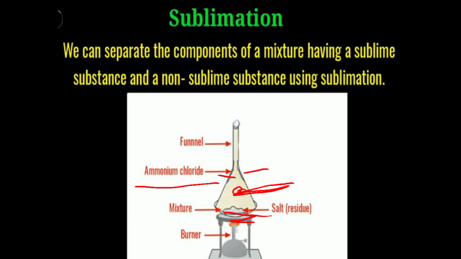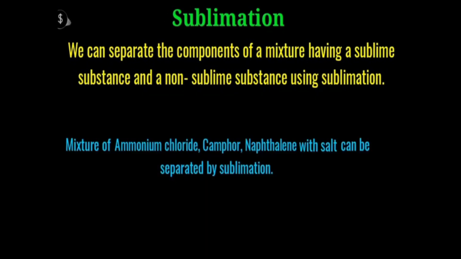Here we will get the solidified camphor, so the camphor is separated from the salt, and here we will get the vapors of camphor. So this way we can separate a sublime substance from a non-sublime substance through sublimation. That is the separation of camphor and salt by sublimation. A mixture of ammonium chloride, camphor, or naphthalene with salt, we can also separate by sublimation.